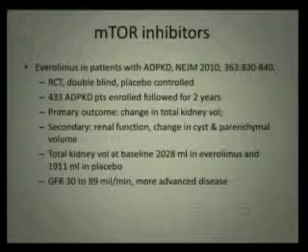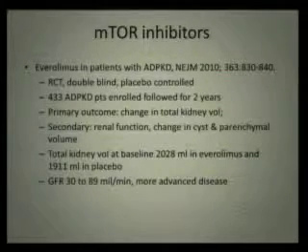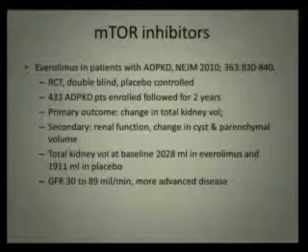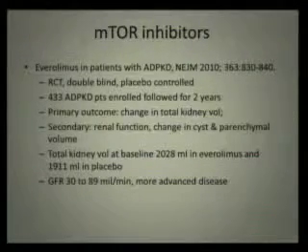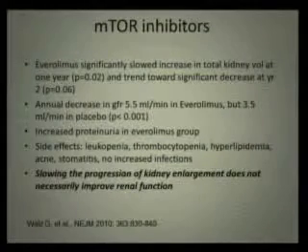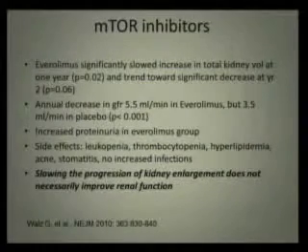And GFR, this was fairly advanced kidney disease. GFR 30 to 89, and the baseline total kidney volume was pretty big. So this was advanced disease. They tried the mTOR inhibitor, everolimus.